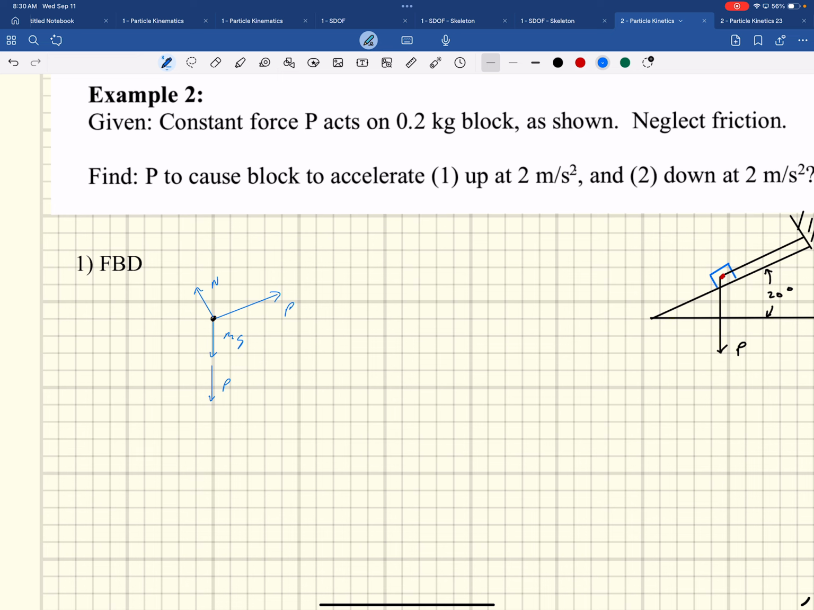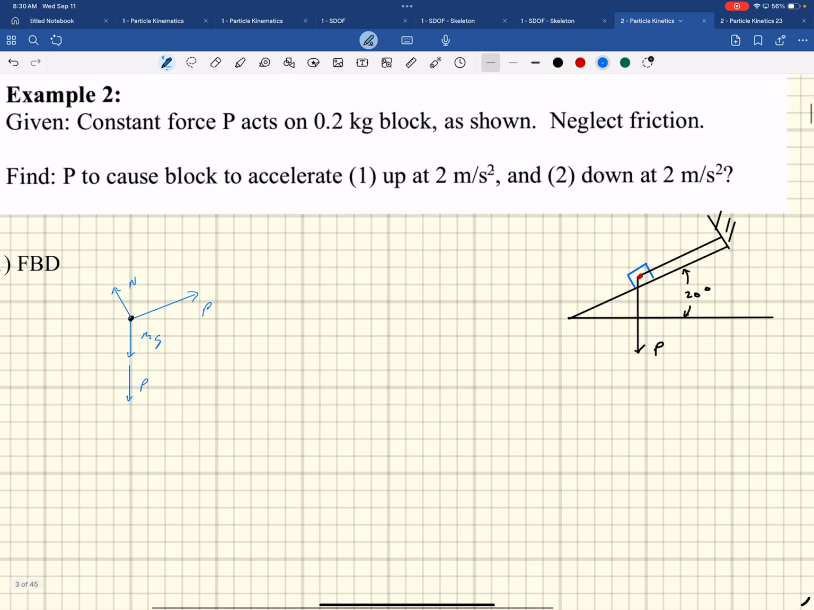That should be all of them, right? One of the steps in what I call the checklist is to replace the supports and reactions with equivalent forces. So I replaced the reaction with the normal force. I got mass times gravity going down, P going down, and P going up to the right. That should be everything. And then I wouldn't leave it here, because the next step is we need to label coordinate systems.